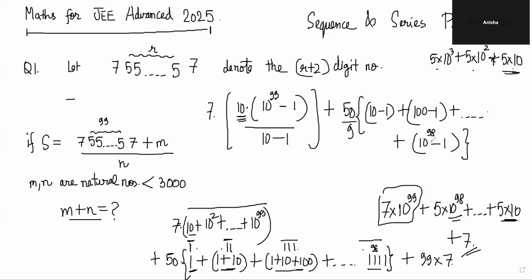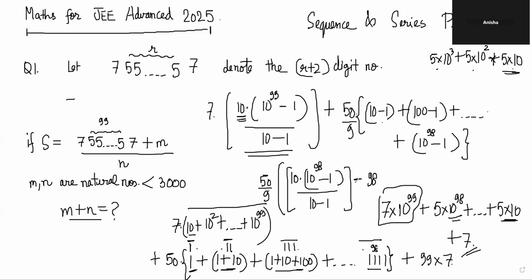Again, it is 10 power 98. So you would just calculate it by this formula again. But this time it will be 10 into 10 power 98 minus 1 by 10 minus 1, minus 1. And minus, there are how many terms? There are 98 terms, so minus 98. Yes, sir. And the whole thing is multiplied by 50 by 9. Correct? Yes, sir. And then add a 99 into 7 to that.